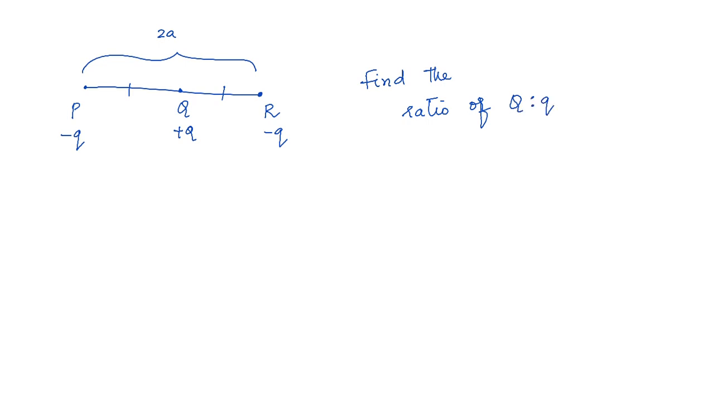How are we going to do this? The system is in equilibrium. Then what will be the ratio of capital Q is to small q? Let's try this out, please.